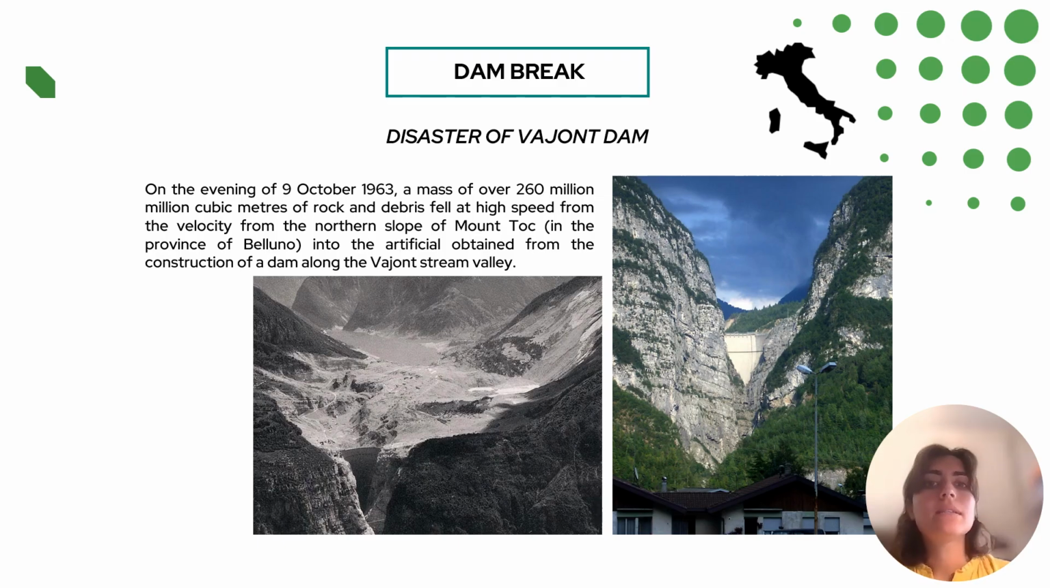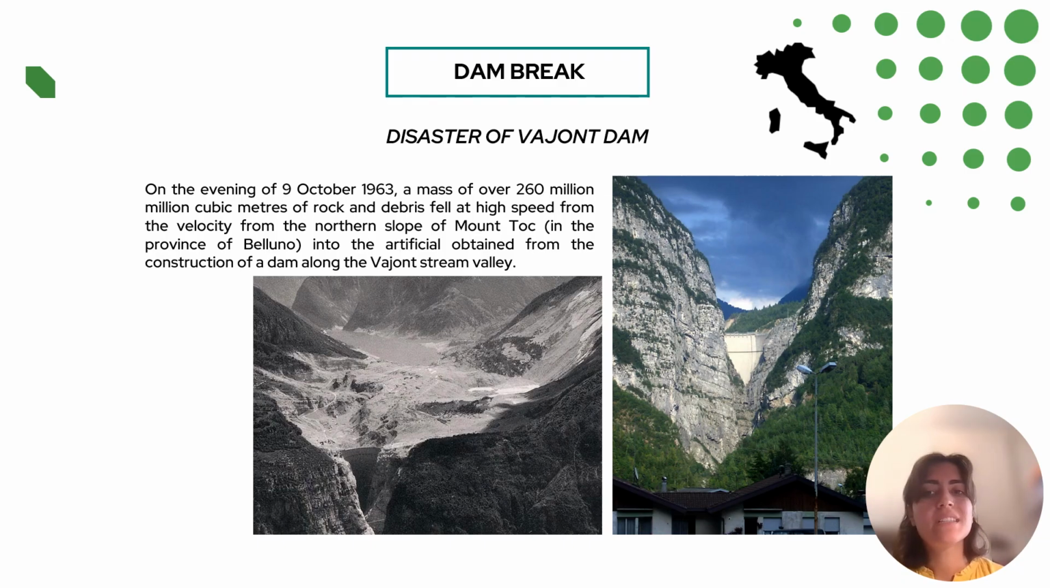Another tragic case in dam history is the Vajont Dam disaster, which occurred in Italy on the evening of October 9, 1973. The Vajont Dam itself was an engineering masterpiece, one of the tallest dams in the world at the time, located near the town of Longarone in the province of Belluno, in the Veneto region. However, the disaster was not due to a structural failure of the dam. Instead, it was caused by a massive landslide.